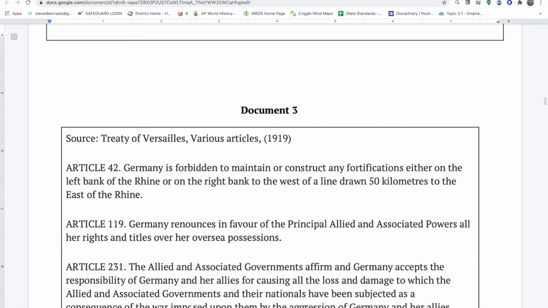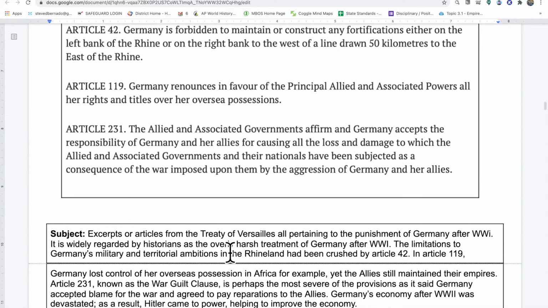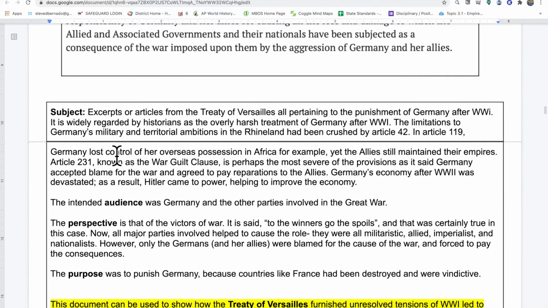Okay, let's look at document 3. The source is the Treaty of Versailles. These are various articles within the Treaty of Versailles, right? Well, the subject: the excerpts are articles from the Treaty of Versailles, all pertaining to the punishment of Germany after World War I. It's widely regarded by historians as the overly harsh treatment of Germany after World War I. Germany's military and territorial ambitions in the Rhineland were crushed by Article 42, and in Article 119, Germany lost control of her overseas possessions in Africa, for example.